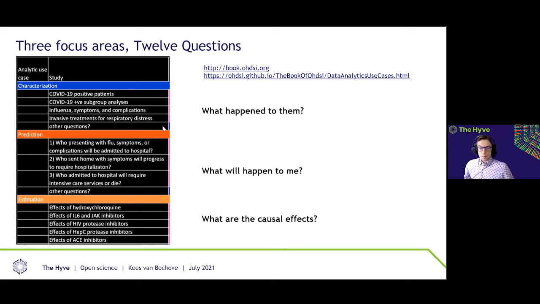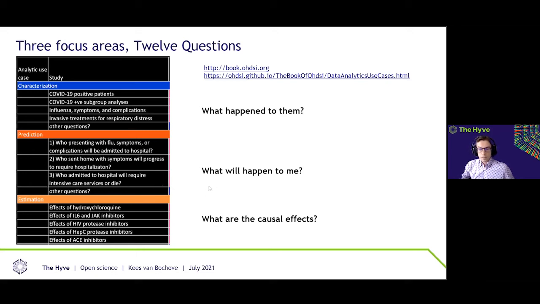Prediction is all about, can I predict what will happen or what's likely to happen? And one interesting question in COVID was, if you have a patient at the hospital and the condition is stable, what will happen if you send them home? Can we predict if they will need to come back anyway and require further hospitalization, based on the data we have so far from other COVID patients? So this is one of the models that was created and also published subsequently.